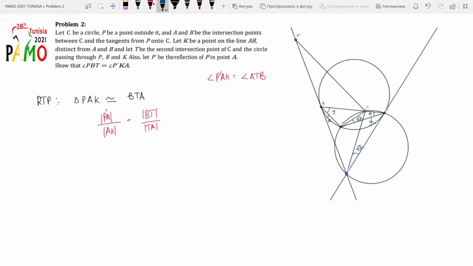So now, to find this angle here, since we have found all the other angles in triangle ATB, this angle is going to be 180 minus their sum. So basically this angle is going to be what? 180 minus (X plus Y plus theta).